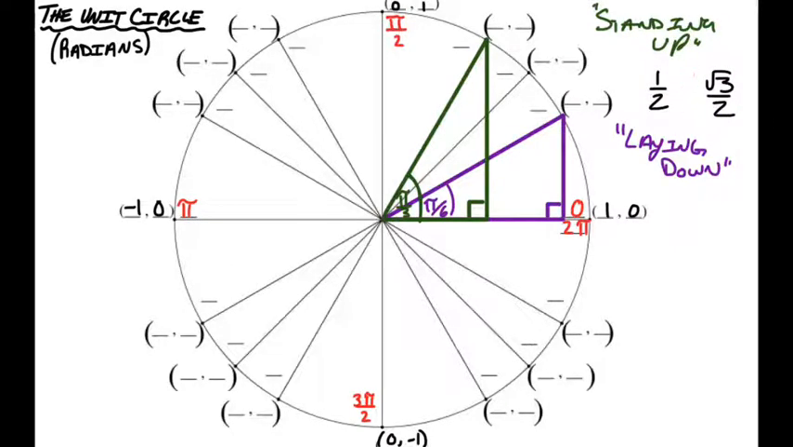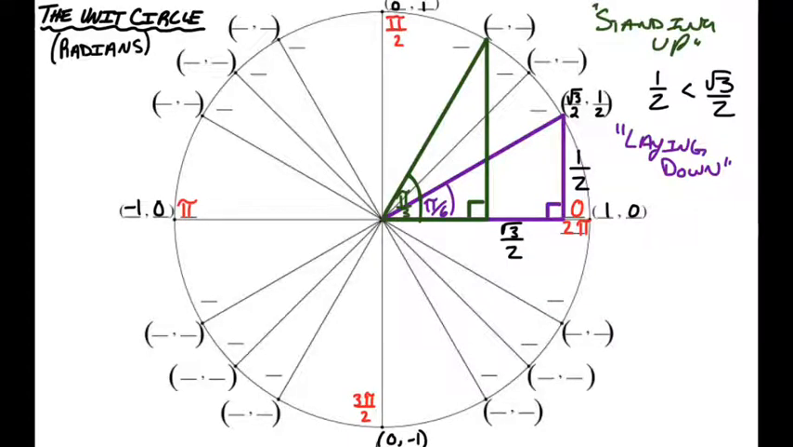Alright, so if you said root 3 over 2 is the bigger one, you're correct. So what does that mean for us? These are the exact same triangles. The one that's laying down, the shorter side appears to be the height. So that side must be the 1/2. That means the longer side here would be root 3 over 2. So right away we know the coordinates for the pi over 6: root 3 over 2 for the x, 1/2 for the y.